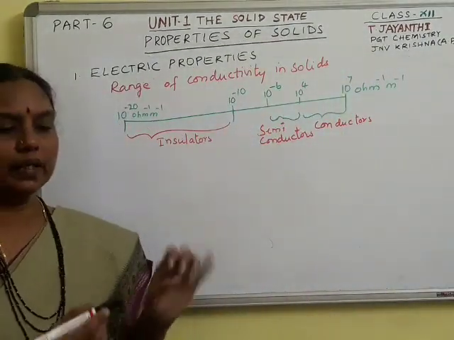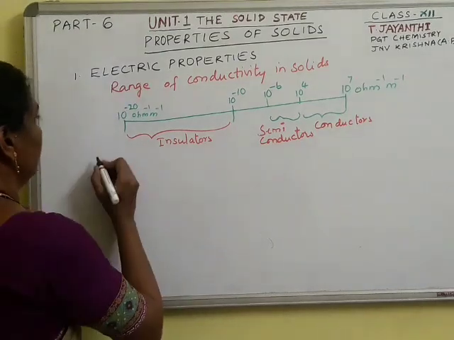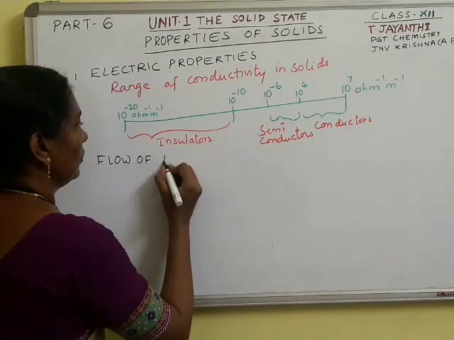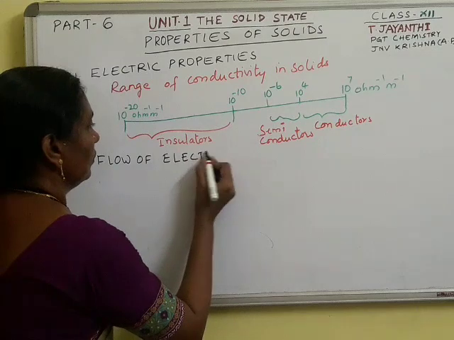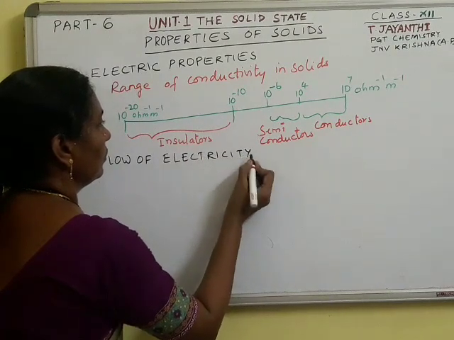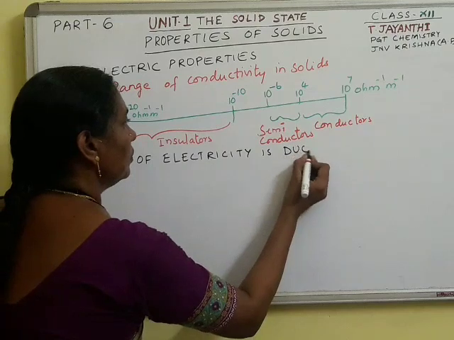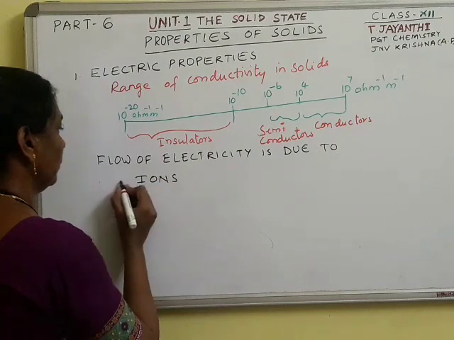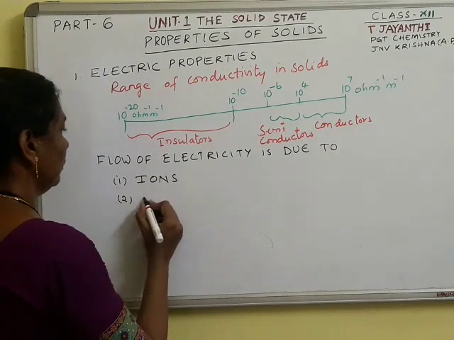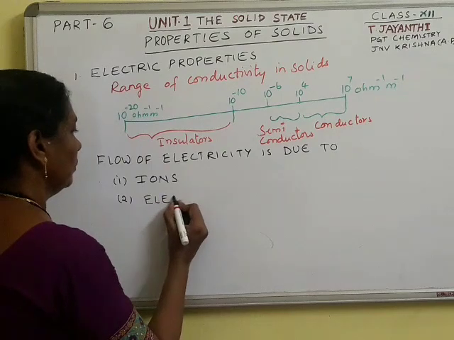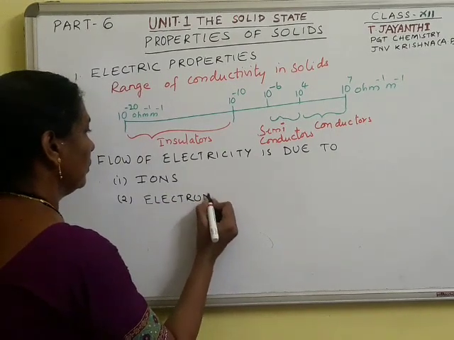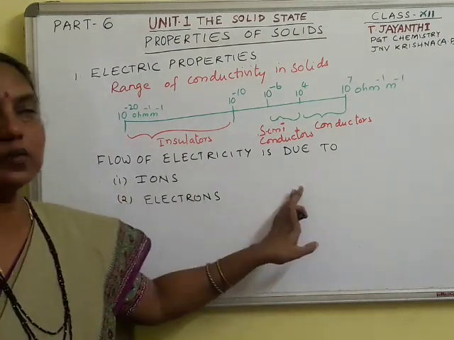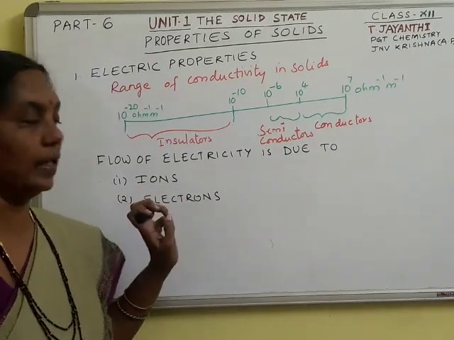The flow of current in the solids is due to either ions or electrons. The flow of electricity in solid substances is due to ions or electrons.